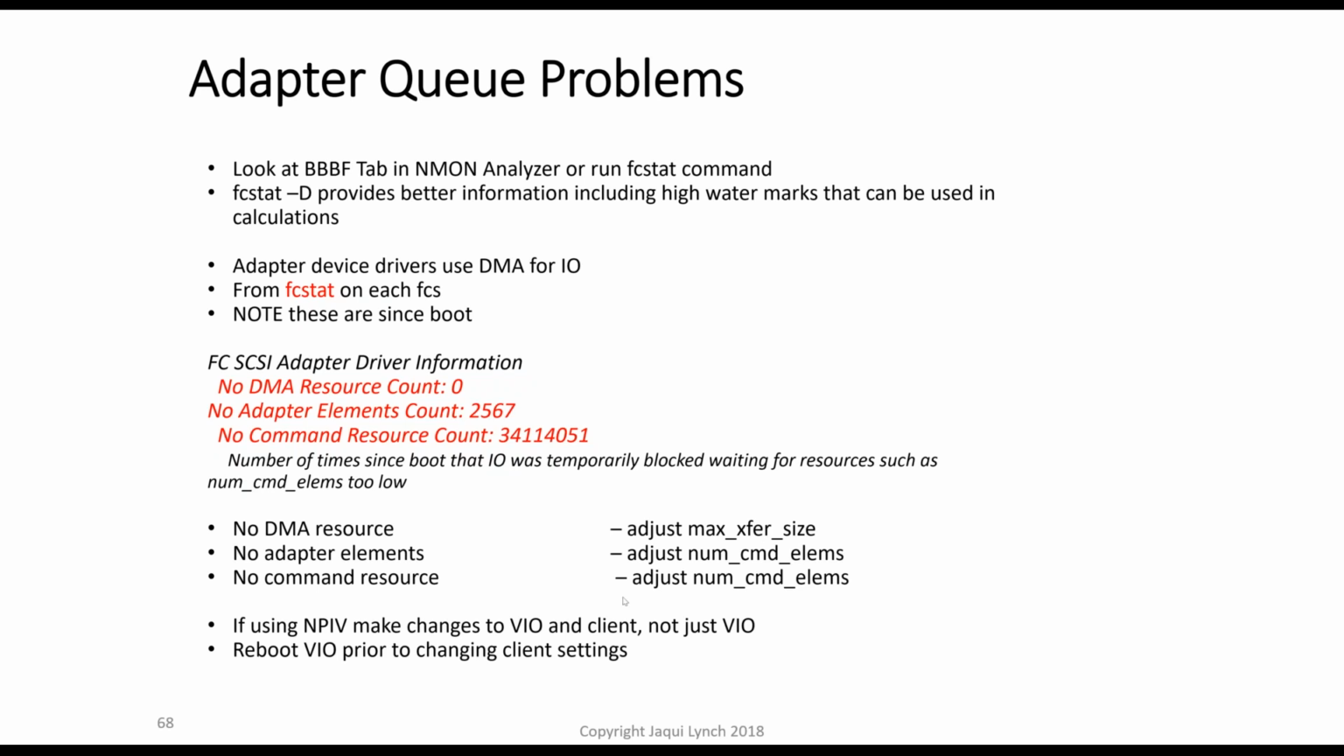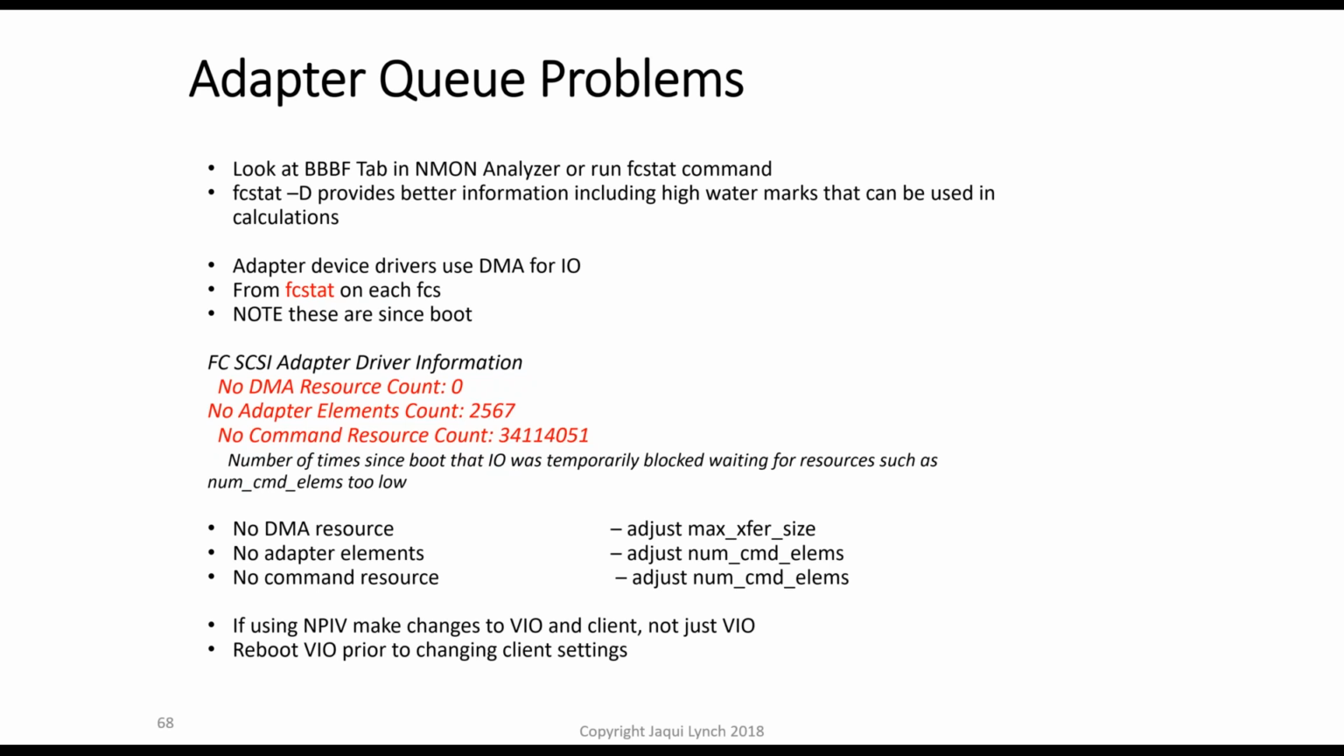And the no command elements and the no command resources is the num_cmd_elems. Num_cmd_elems is actually the queue depth for the adapter. If you are using NPIV, make your changes to your VIO server and reboot the VIO before you change the clients. The VIO must be the largest. So if you want to use 2048 on a client or 1024 on a client, you must have the VIO server be at least that big and have been rebooted.